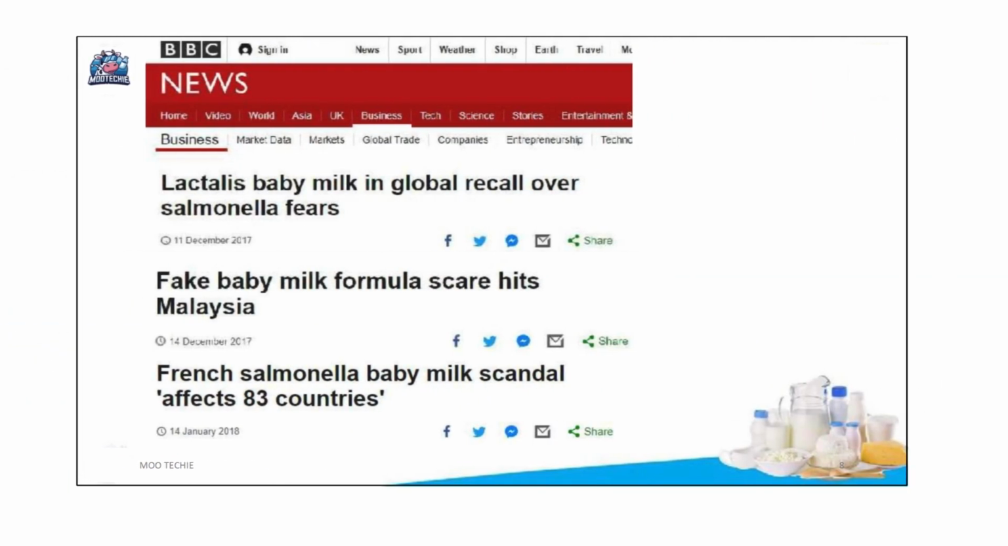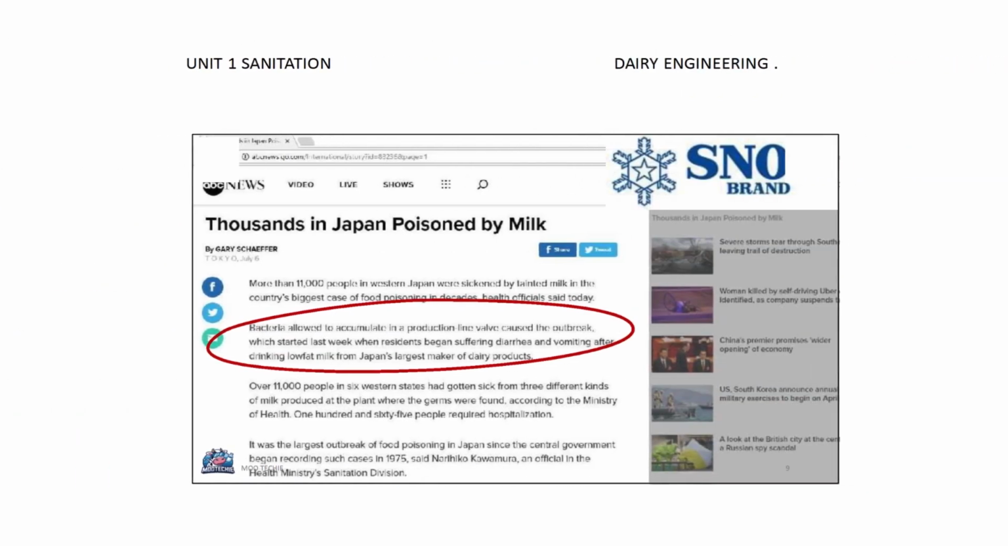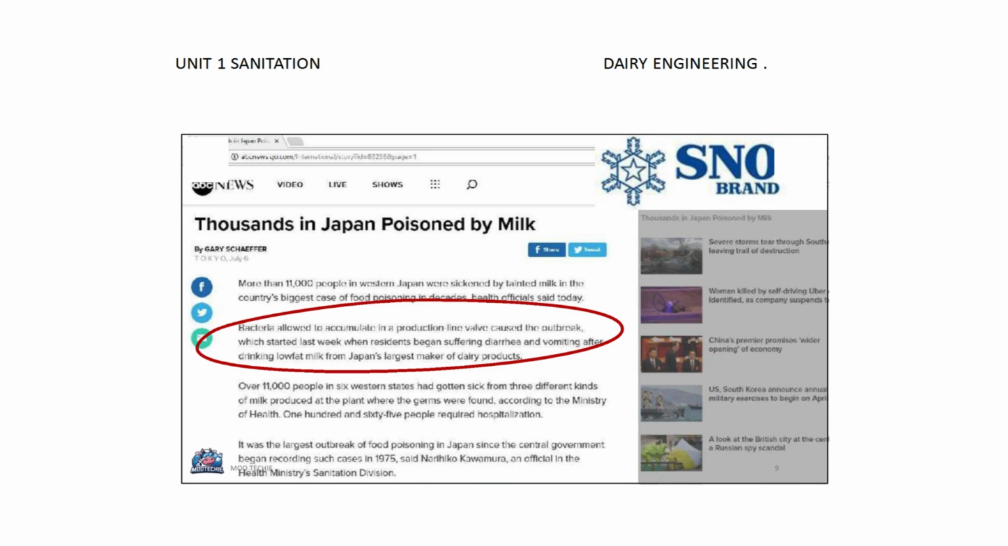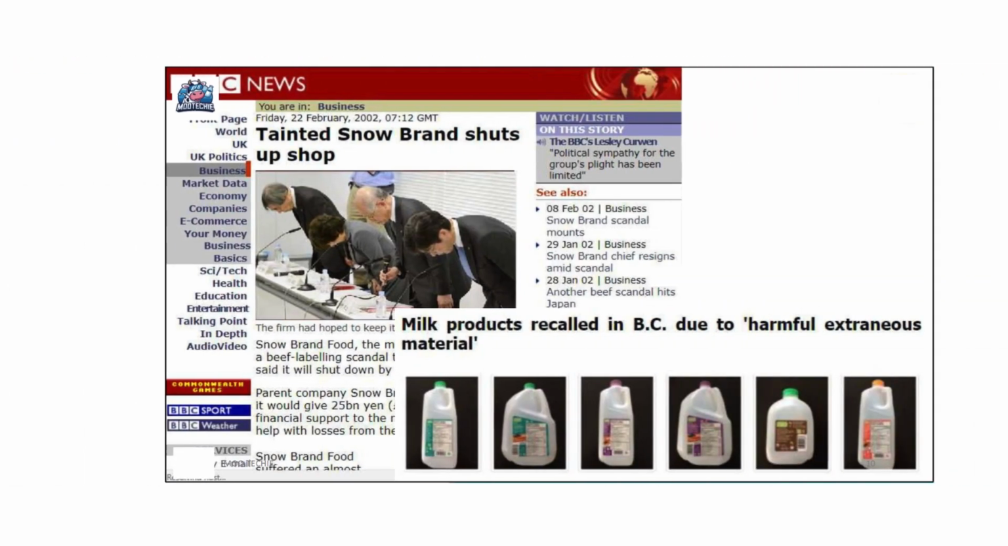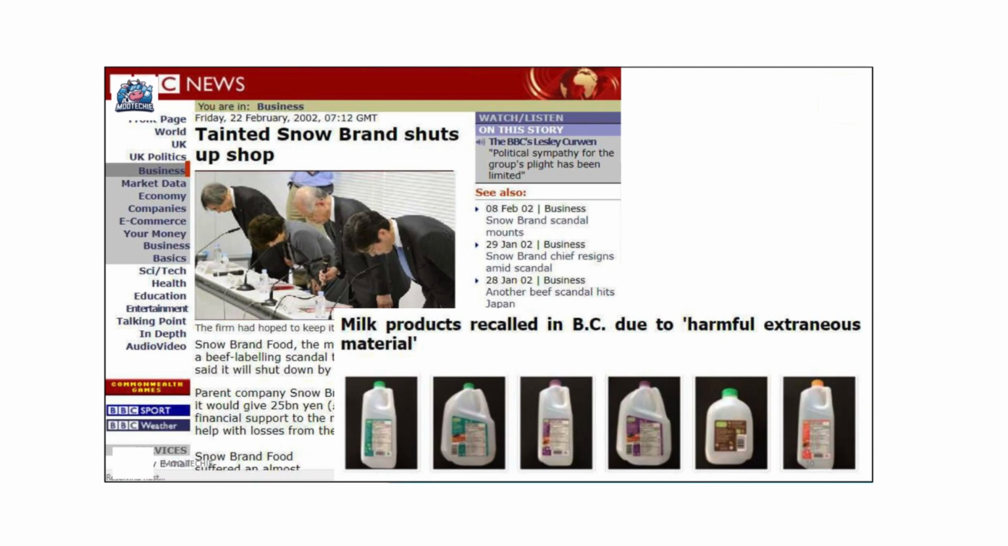We've seen global recalls of baby milk over salmonella fears, fake baby milk formula scares, and major outbreaks. One devastating case occurred in Japan, where over 11,000 people were poisoned by tainted milk from a production line where bacteria accumulated in a valve. This was the largest outbreak of food poisoning in Japan since records began in 1975.